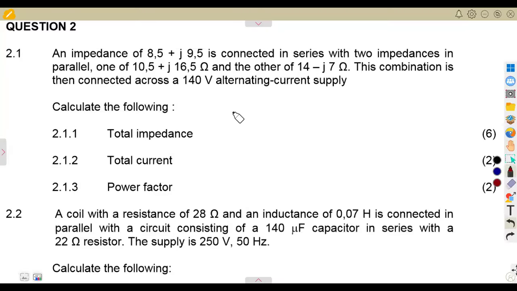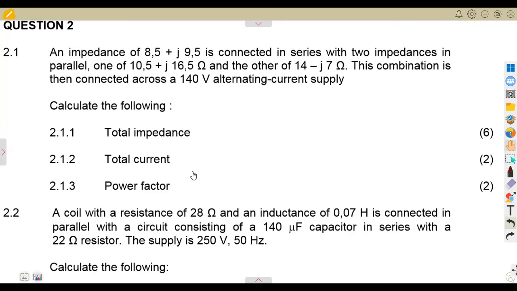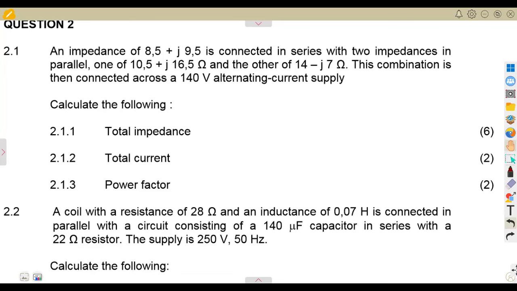All right. So in this case, we are going to consider a pre-2017 exam on AC theory. That is question number 2. Considering this typical exam, that is 2.1, we are given an impedance connected in series with two impedances in parallel. One of these impedances, then we are given another one. This combination is then connected across a 140 alternating current supply.